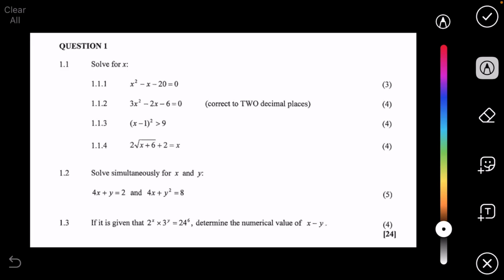Okay, so guys, this will be our very first lesson where we review a mathematics paper 1 May or June 2021 exam paper. So ladies and gentlemen, it's very much important that in preparation for your mid-year exams, you listen very carefully. When necessary, you write some notes.